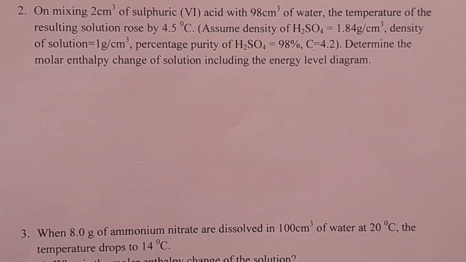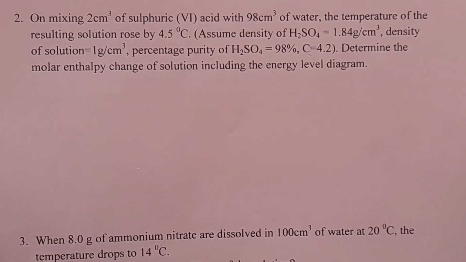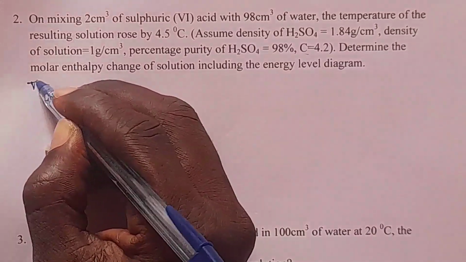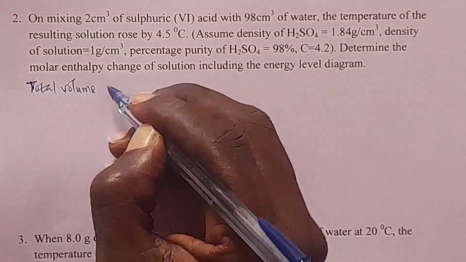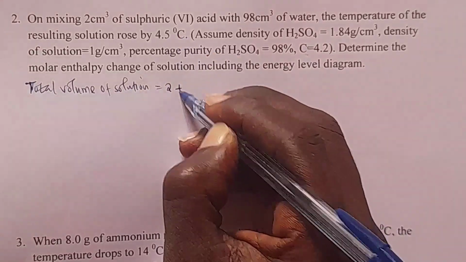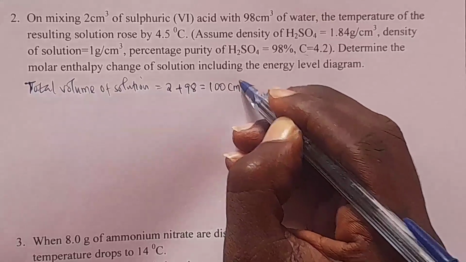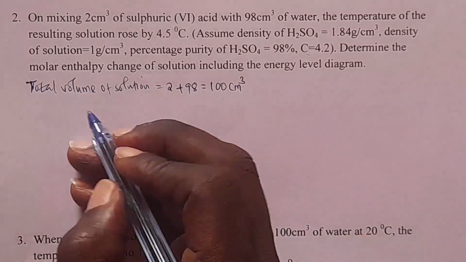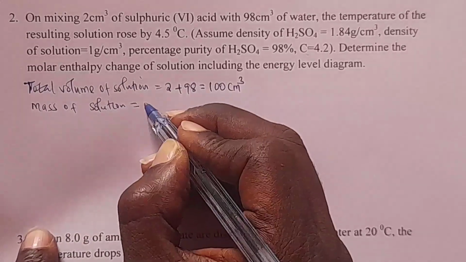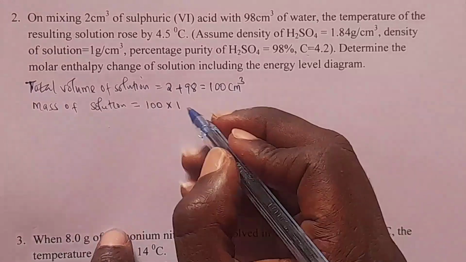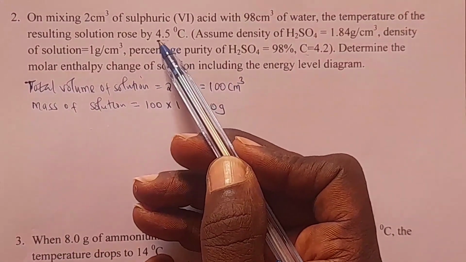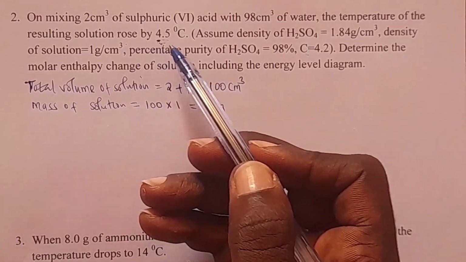Here we are going to do the same. First of all, we are supposed to have our formula for calculating the enthalpy change. It is MC delta T. It starts with the mass of, first of all, the total volume of the solution. Here we have 2 for the volume of sulfuric acid, plus 98 centimeter cube for the volume of the water. Here we are going to have 100 centimeter cube. From here we can get the mass of the solution. We are going to take the volume and multiply by 1 gram per centimeter cube. So here we are going to get 100 gram. Next we need the temperature change, but they have already given it. So the temperature change here is 4.5 degrees Celsius.